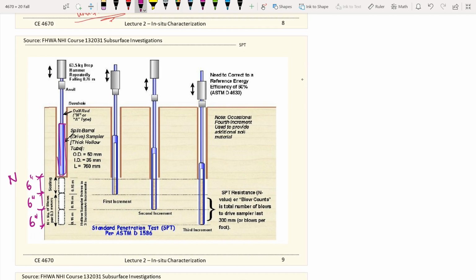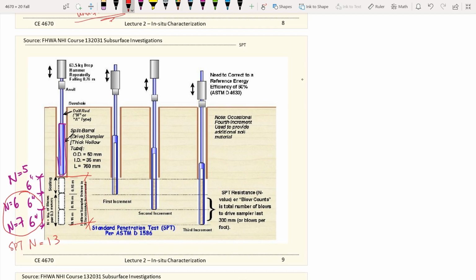For example, maybe for your very first 6 inches, you would take 5 blows to advance 6 inches, another 6 blows to advance another 6 inches, and then another 7 blows to advance the last 6 inches. And in order to represent your SPT N values for the soils here, you just add up the last two intervals of 6 inches. So your SPT N value will equal 13.